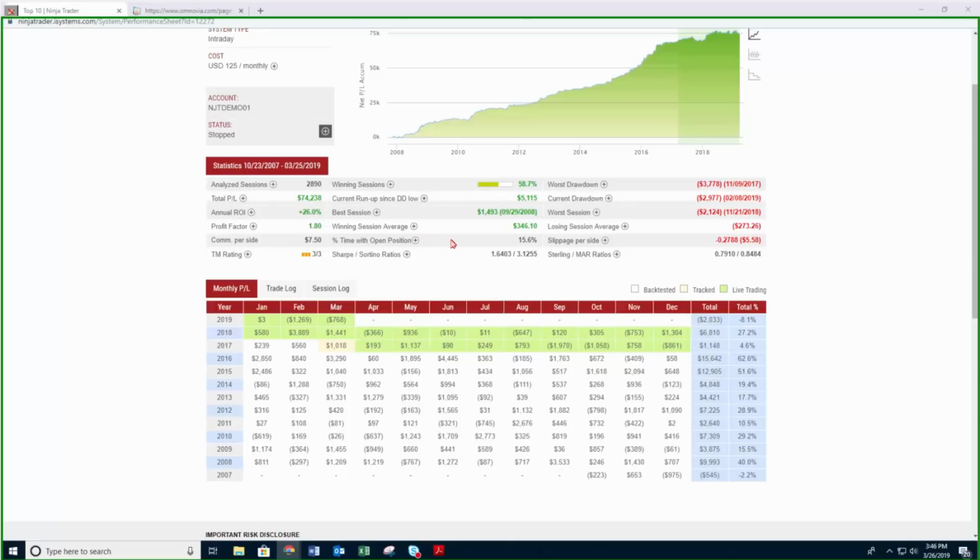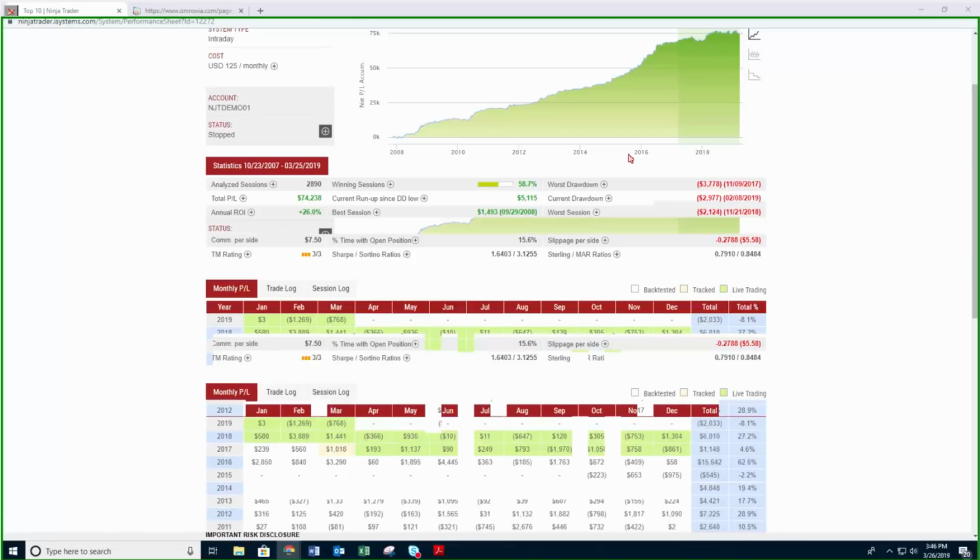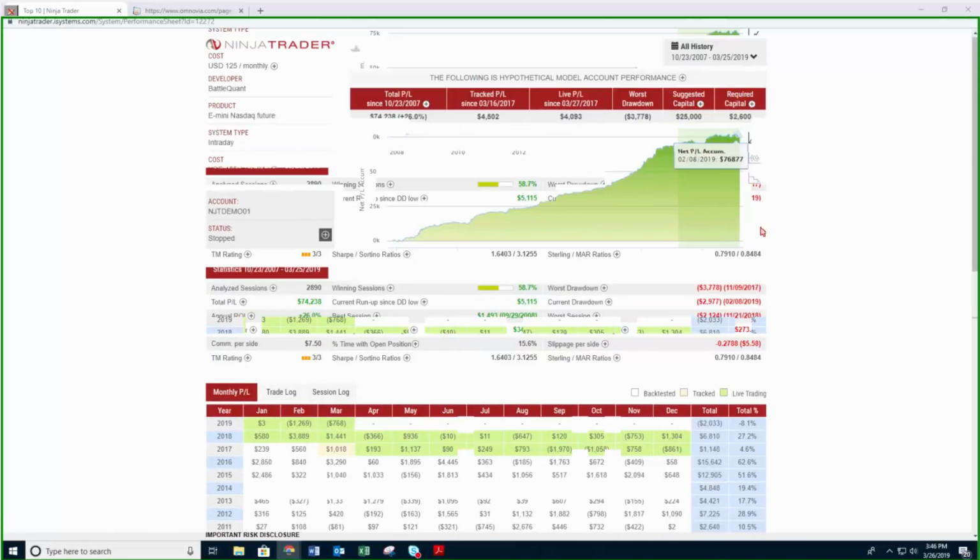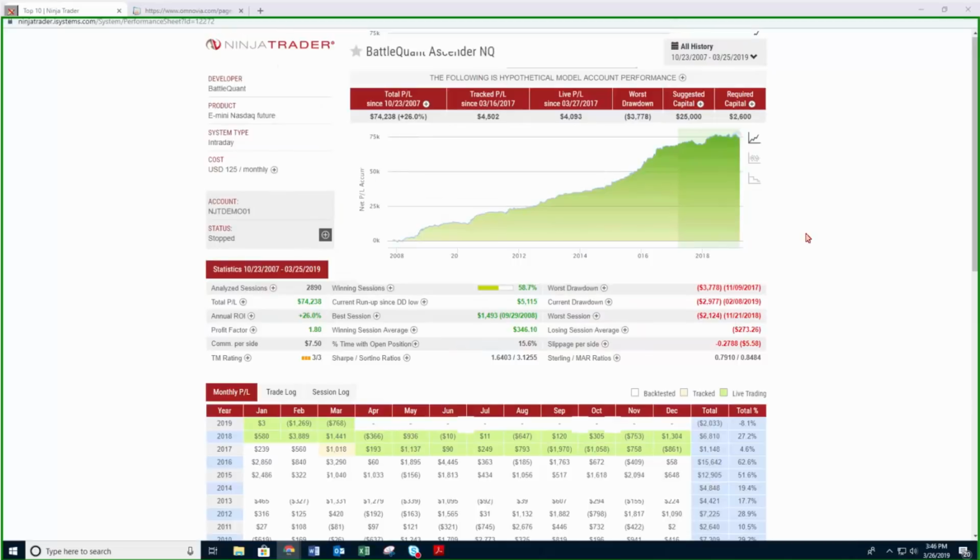The other statistic is the percent time in the market. And so this system's only in the market 15% of the time. So it picks its moments, it picks its times, and it's a pure intraday system. The worst drawdown is the peak to valley drawdown. So again, you can look at the statistic to see what it is. The current drawdown, it'll tell you when it was, the worst session, and the average losing session. And so when you look at the chart up here, you can also minimize and grab to look at the statistics a little bit closer.